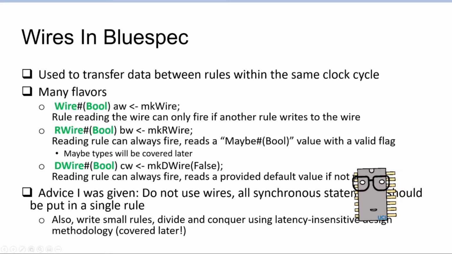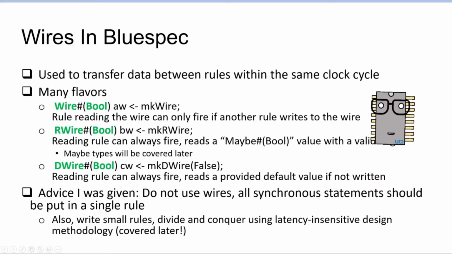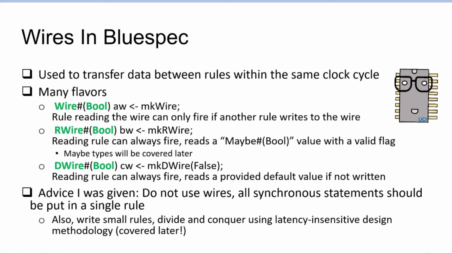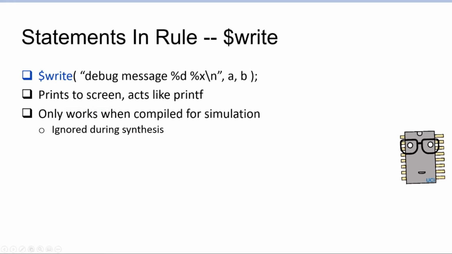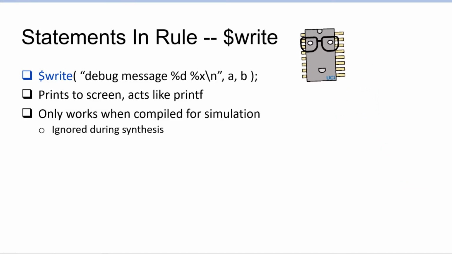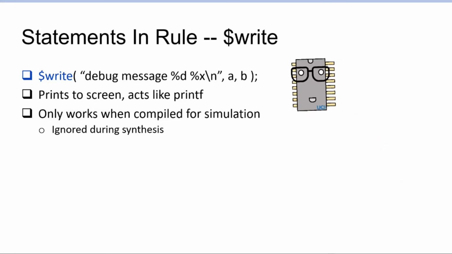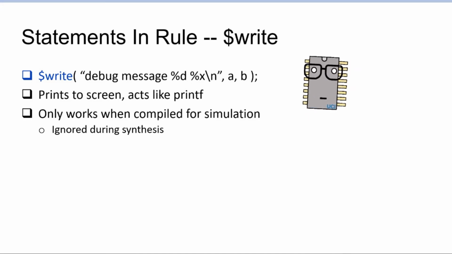There's also a concept of wires, which you can use if you want to transfer data between rules within the same clock cycle. But I don't think this is necessary for us right now. So in the interest of time, I'm going to skip ahead. Right, and inside the rules, this is probably just straightforward stuff, and stuff you would expect from any kind of language. So I'm just going to move very quickly here.